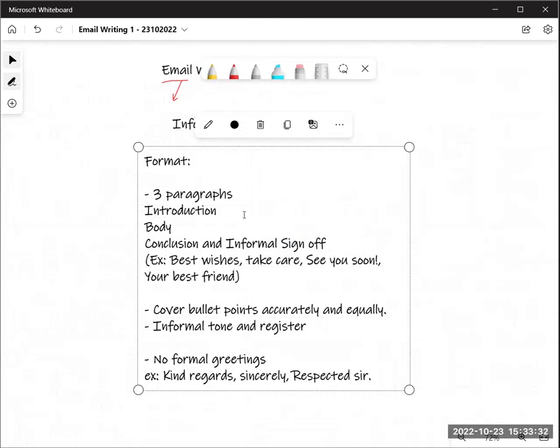And what about the introduction? Introduction, and you should have, let's say, an opening statement. Let's say, and let's say greeting, informal greeting. What does that mean? Informal greeting. Examples are, let's say, dear. That's the best one. Dear.